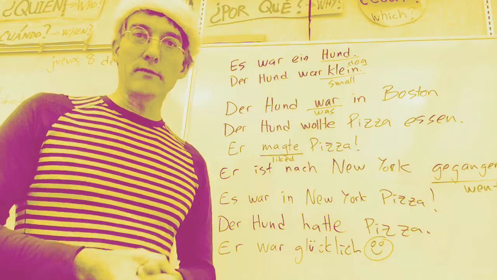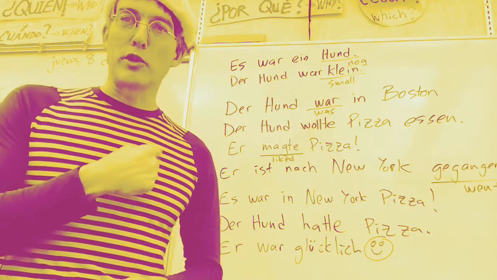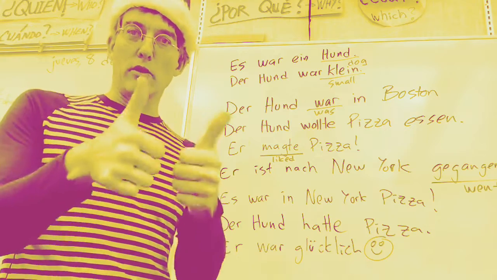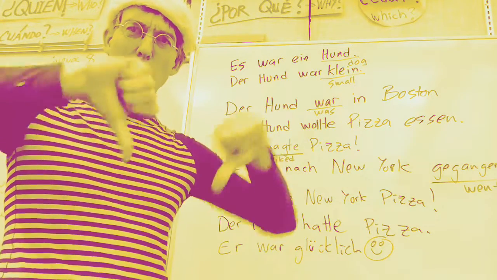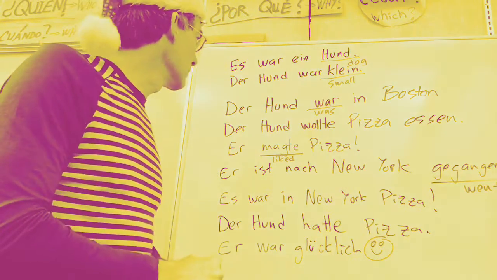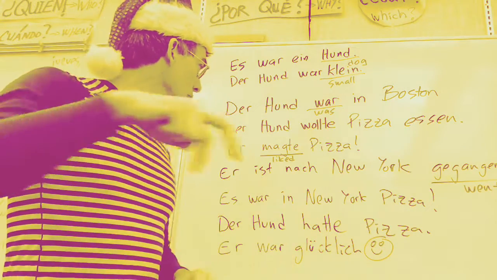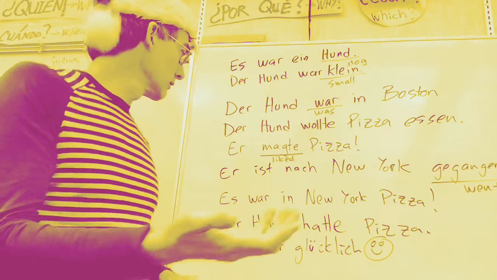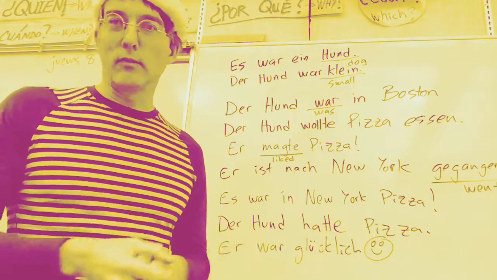For wollte, or wollen, we point to our heart, to want. To like, we do this, and to not like, we do this. And we can also use any kind of no gesture. To go, we do this. To have, we do this. And for war, same thing.